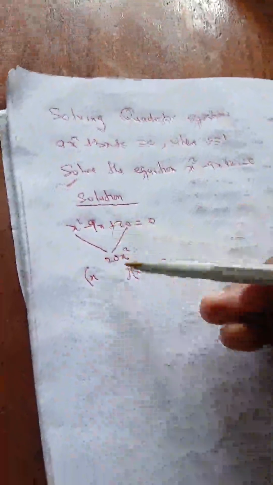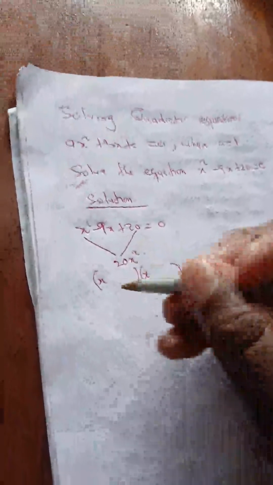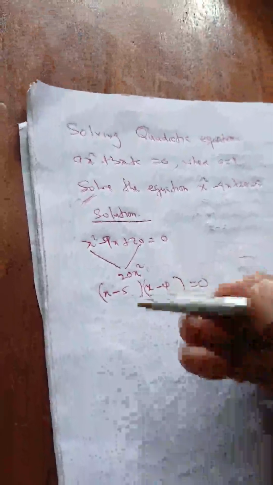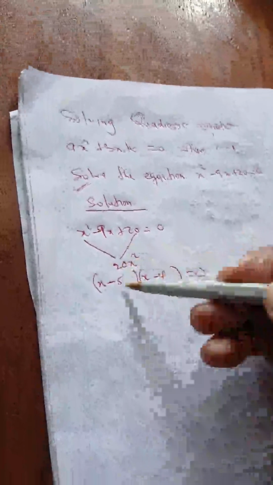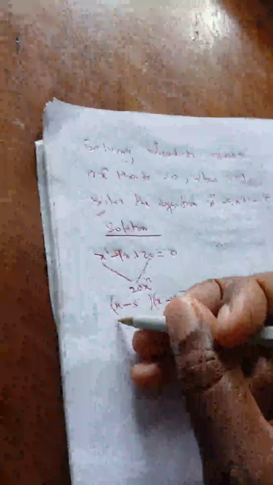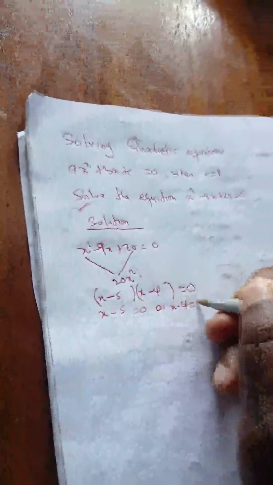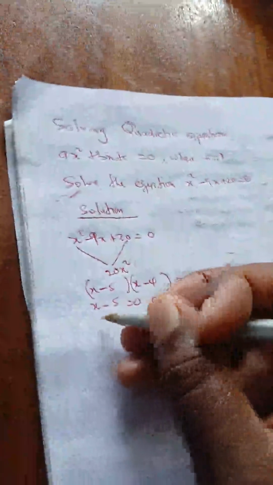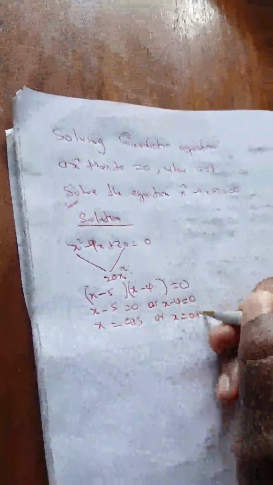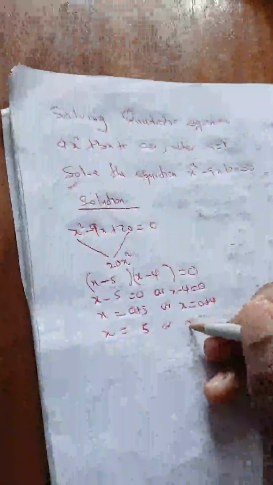Since we have agreed that the numbers are negative 5 and negative 4, we write negative 5 and negative 4, because if you multiply negative 5 and negative 4, we get positive 20, and if we add them, we get negative 9. From this stage, we proceed as follows: x minus 5 equals 0, or x minus 4 equals 0. Solving these two equations gives x equals 0 plus 5, or x equals 0 plus 4, which simplifies to x equals 5, or x equals 4.